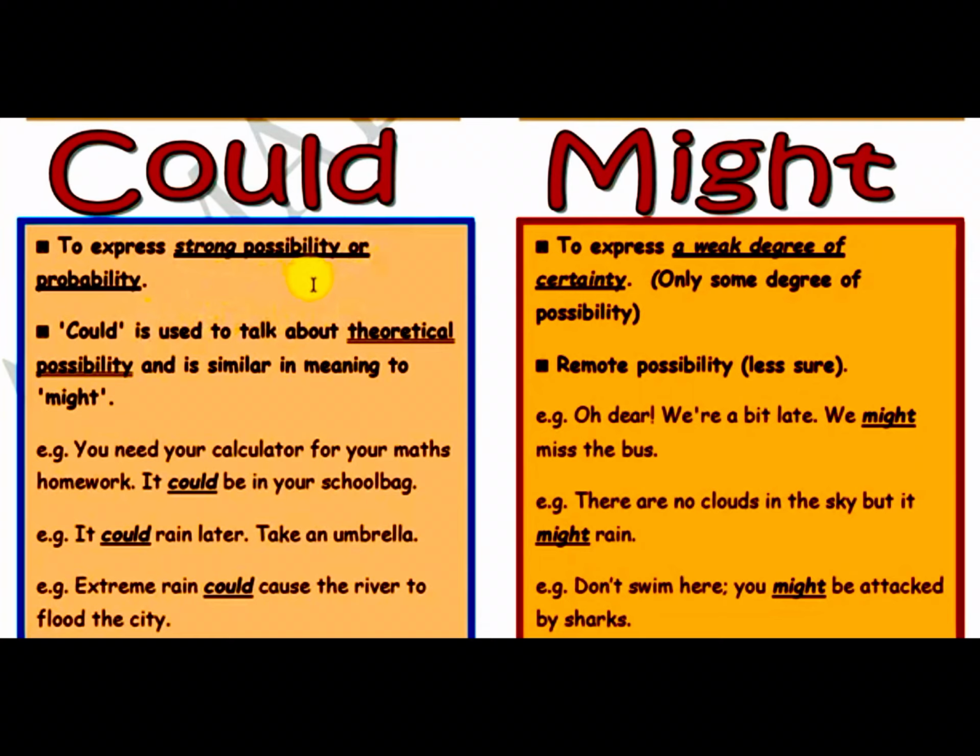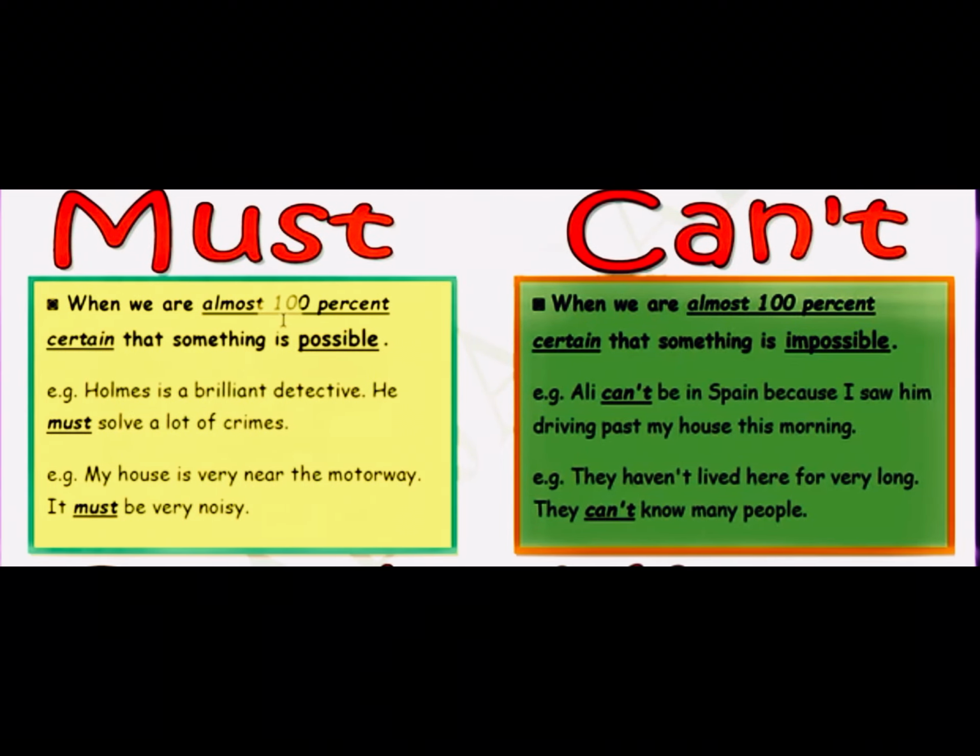Might يعني very small degree, يعني مش أكيد, but we know that there are sharks in the sea, and you don't know, but you might get attacked by a shark. So that's the difference between could and might, and must and can't. Like I said, it's simple grammar. Just know when to use each one.